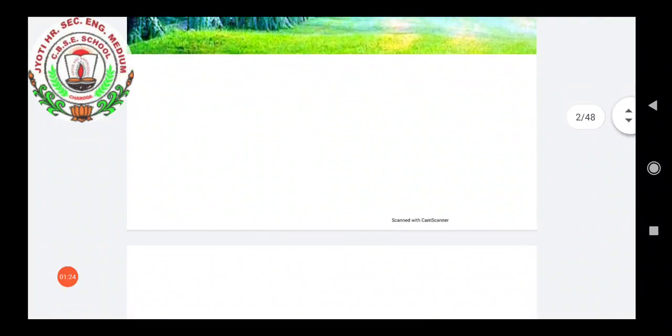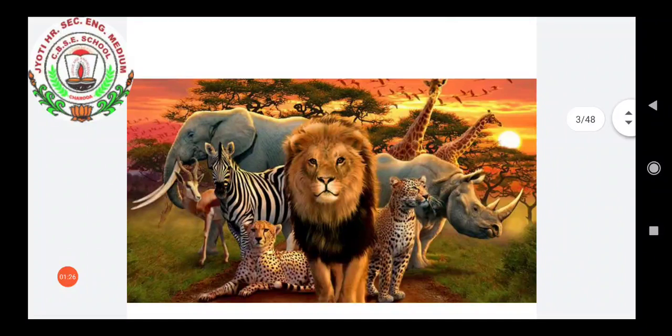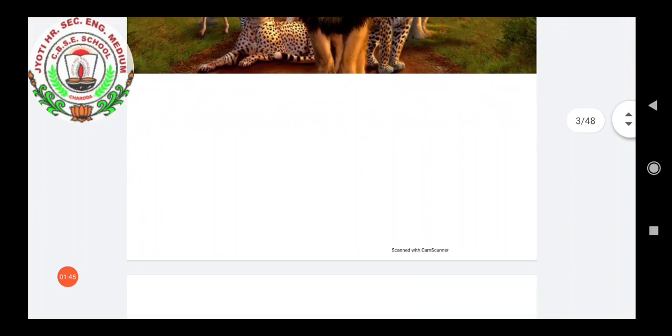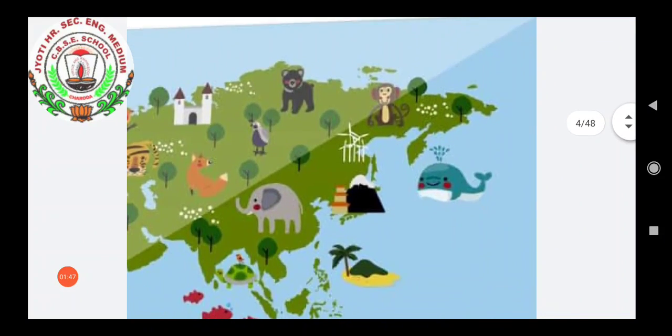The next term is wildlife. Wildlife means all the animals that are living in a particular place. Here you can see elephant has been shown, zebra is there, deer, leopard, lion, rhinoceros. Some birds are flying there. So all of them come under wildlife.